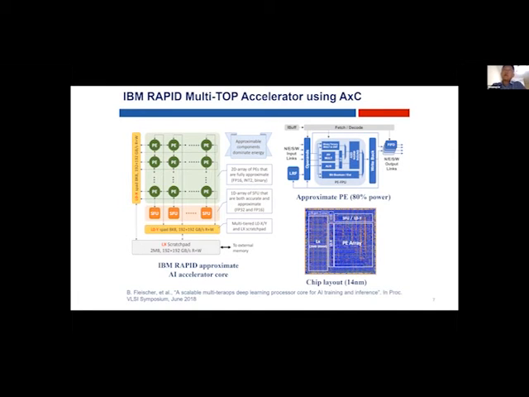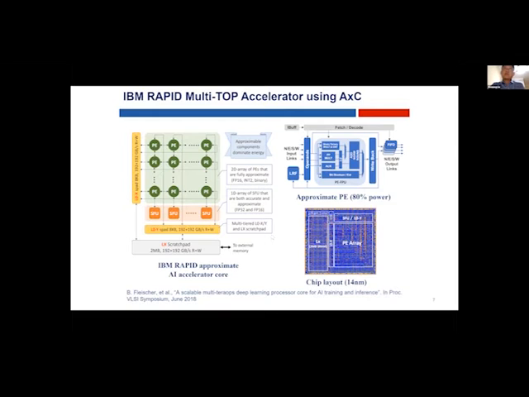In these approximate processing elements, there are several arithmetic units. They can support FP16, integer 2, and also binary, so they can change to different accuracy for different applications. Here also shows the chip layout, and they have some other nonlinear functions. This chip is a prototype chip. It is not used in a real product.